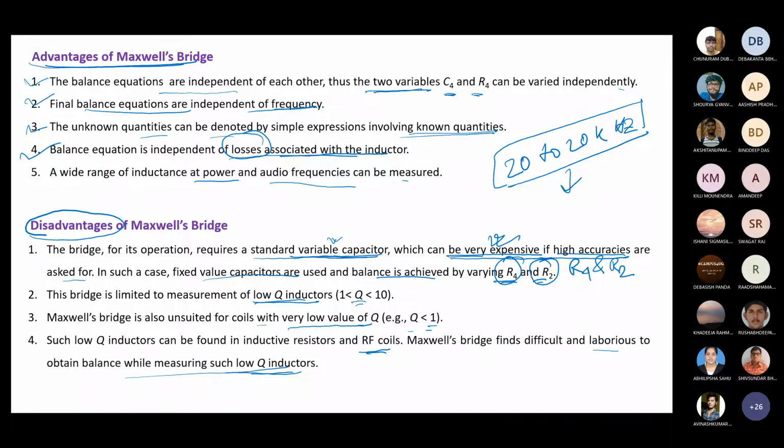For low Q value, the calculation means the accuracy problem is there. You have to design the points and select the parameters in such a manner that, in that case, you can see the accuracy will be very less. That's the point.